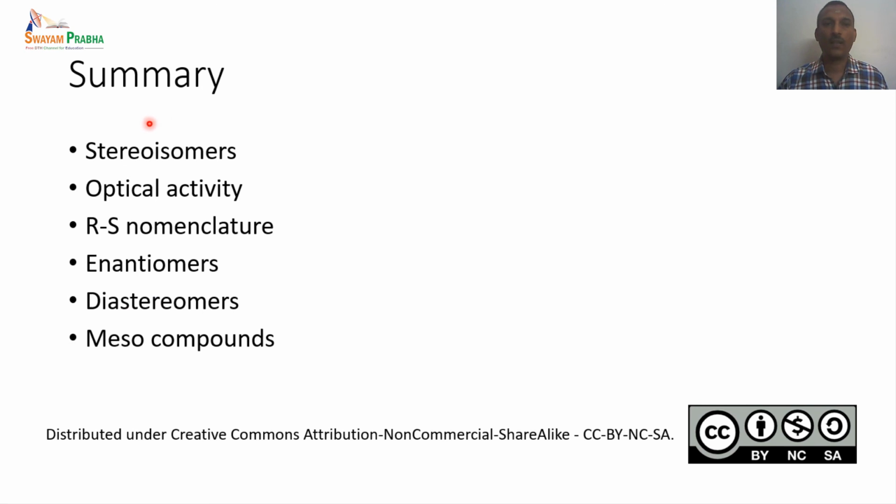In summary, let us recap what we have studied so far. We studied various stereoisomers, that is, configurational isomers and conformational isomers. We also studied the conditions for optical activity and what specific rotation is. We then studied how to assign R and S nomenclature to chiral compounds or compounds having a stereogenic center. We then studied some examples of enantiomers and diastereomers, and how to differentiate between them. We also studied meso compounds. With this, we conclude this session. Thank you.